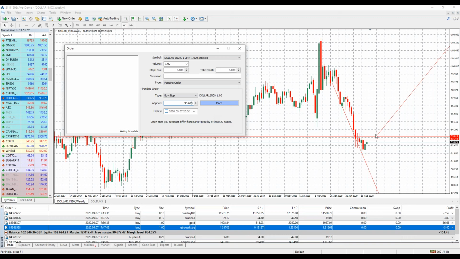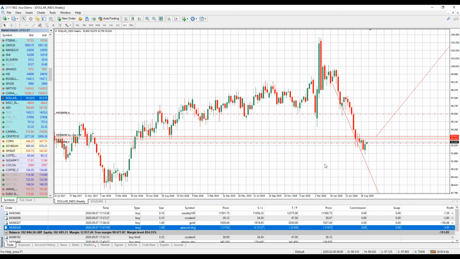Now my stop loss would just have to be right back below, which would be down here at what, 93.0, let's say 92.90. And my take profit could be the next resistance level up here, 95.9. Okay, and so we place it, and there's our buy stop.